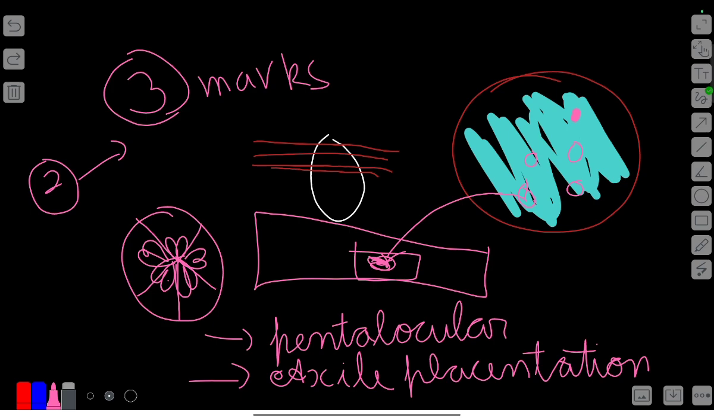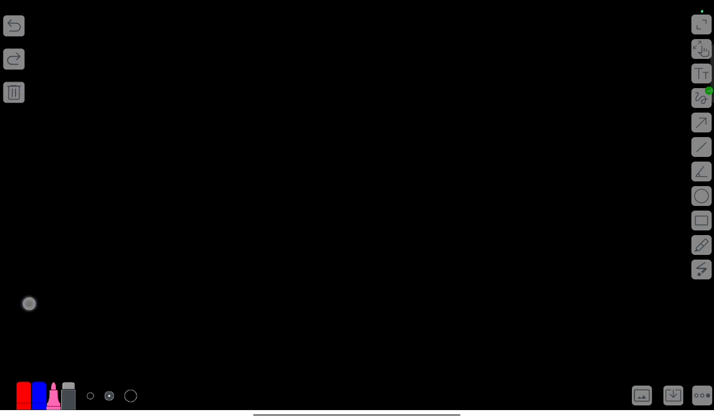Axile placentation, and this would also give you 2 marks. Okay, and this would give you your 2 marks. So totally you're going to get your 5 marks only by doing so much. So this is our third experiment and the last experiment. Moving on to the last experiment.